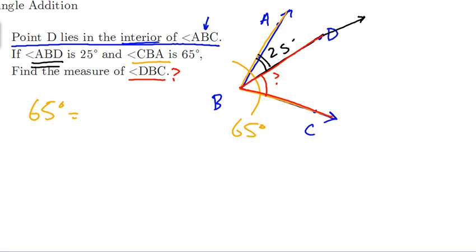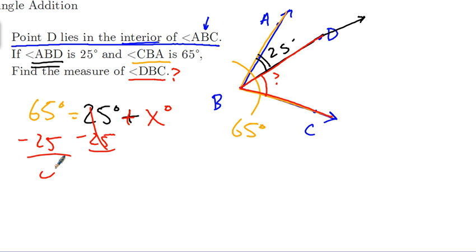Well, the black part is 25 degrees. And combined with the red part, which we don't know, let's call it x, we have the whole 65. So black and red together, added, makes orange. So now this becomes a very easy problem. Take away 25 from both sides, and we get 40 degrees is our unknown angle measure.